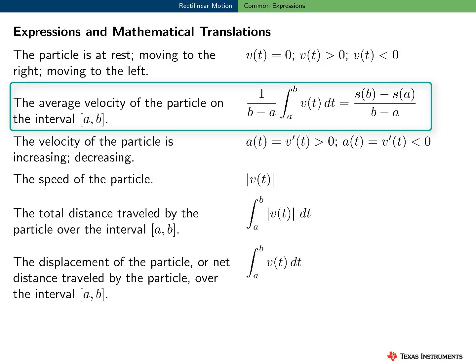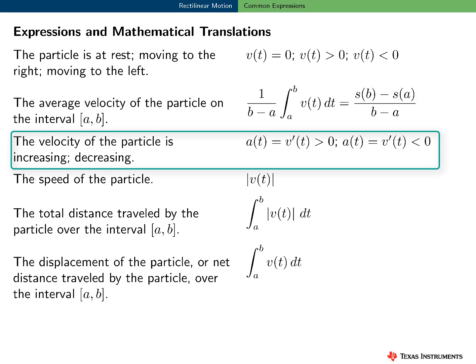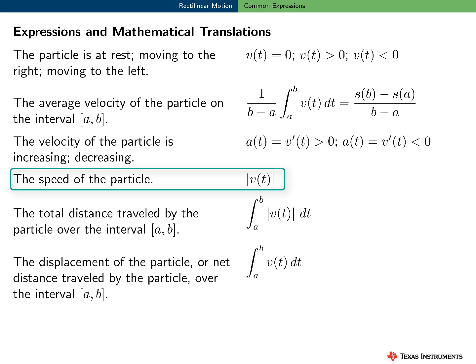The phrase average velocity of the particle on the interval a to b gets translated into this definite integral expression and is simply the difference in position divided by the difference in time. Suppose we see the phrase the velocity of the particle is increasing or decreasing. Well, that means we need to find those times where the acceleration, or the derivative of the velocity, is greater than 0 or less than 0. The speed of the particle means we need to examine the absolute value of the velocity.